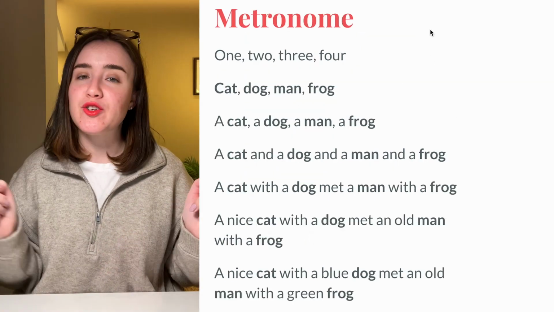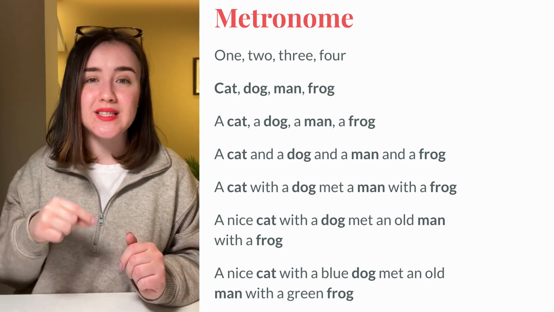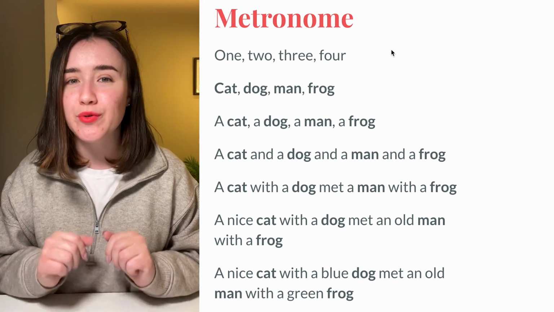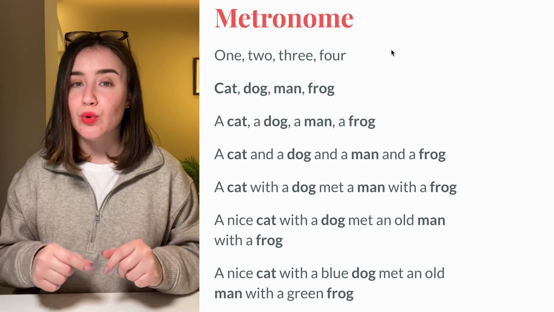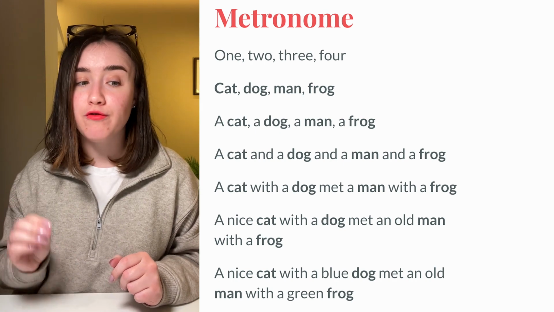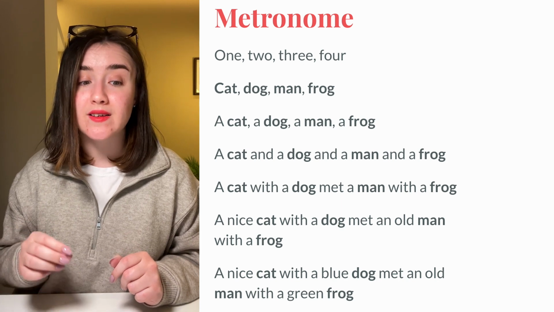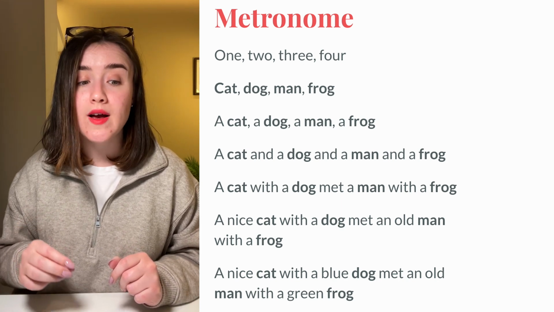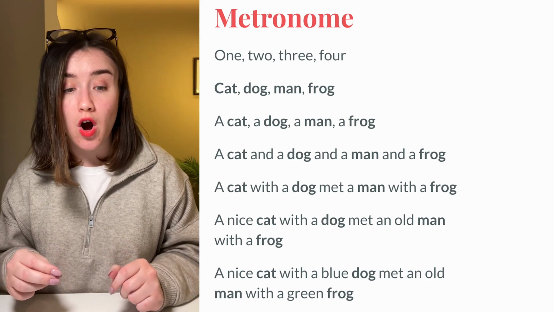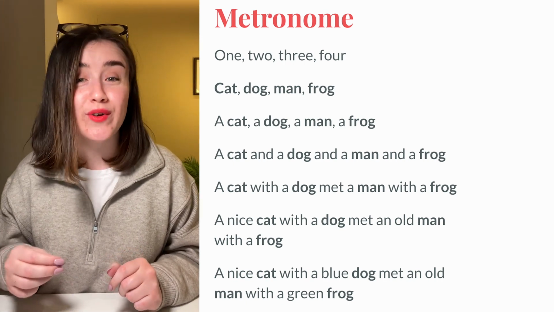So imagine a metronome. It's like this ticking thing, like t, t, t, t. It's the thing that helps us keep the rhythm or the beat of something, okay? So I'm going to show you a little experiment, and you can repeat after me. So 1, 2, 3, 4, cat, dog, man, frog, a cat, a dog, a man, a frog, a cat and a dog and a man and a frog. A cat with a dog met a man with a frog. A nice cat with a dog met an old man with a frog. A nice cat with a blue dog met an old man with a green frog.